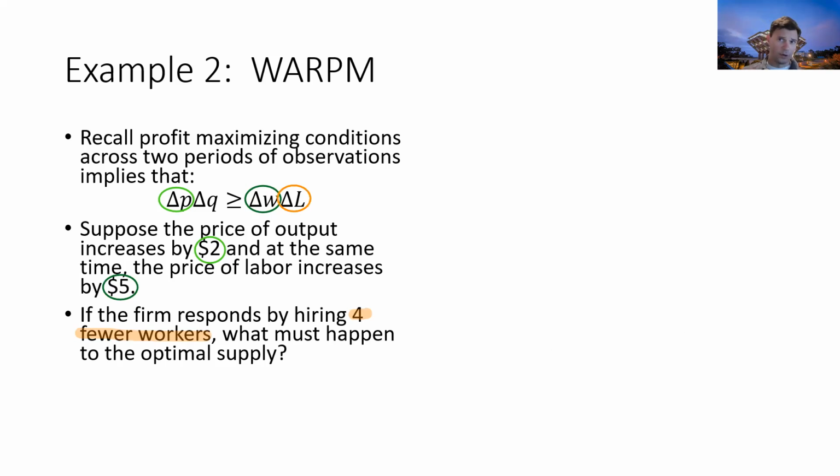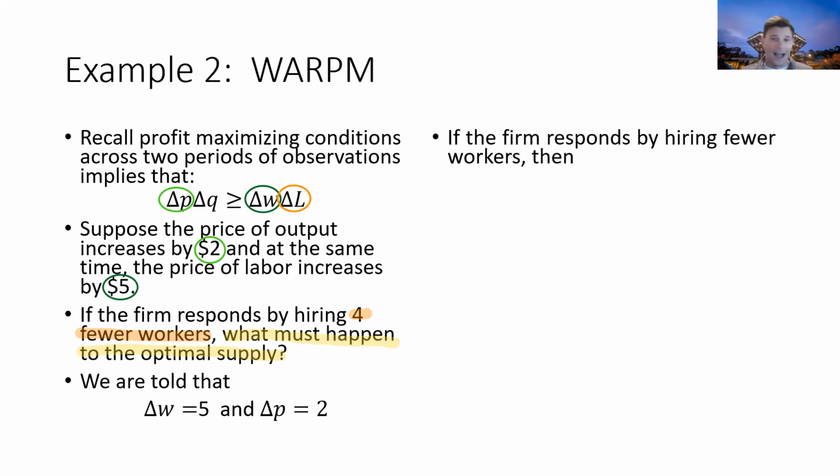So hopefully you're like, oh, it looks like he gave me 3 parts of this inequality. I should be able to use those 3 values, plug them in, and I can find some condition on the variable that's remaining. They're asking us, what must happen to the optimal supply, if the firms are maximizing profit? So here's what we're given. Delta W is 5, delta P is 2. If they're hiring 4 fewer workers, then we know delta L has got to be -4.